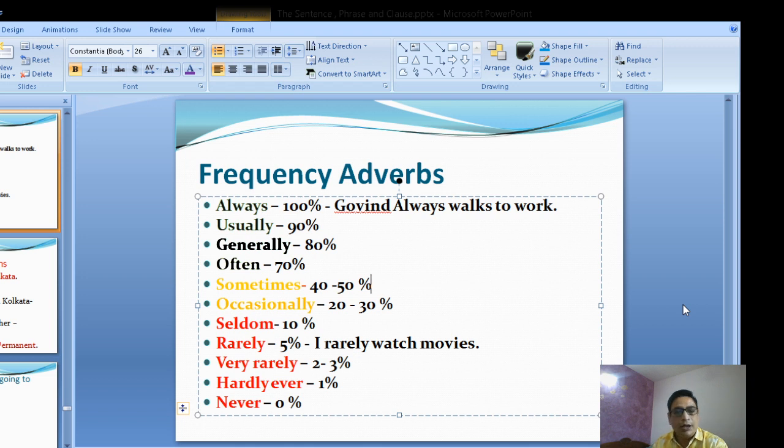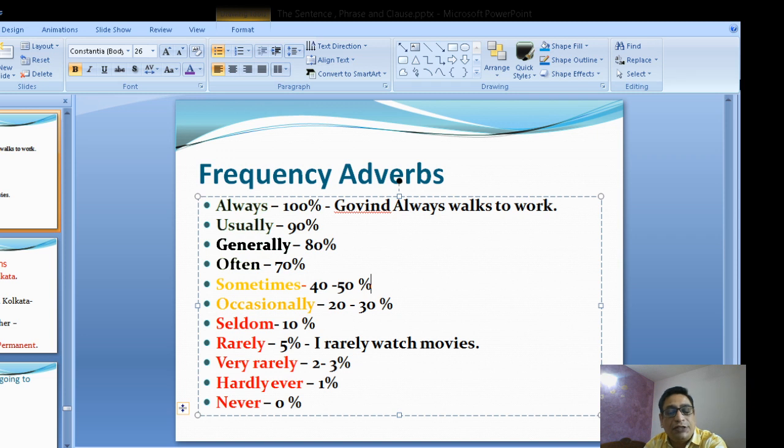Then the next one is usually. So usually means 90% of times. So 90% of times Govind usually walks to work. So it means once in a while he may travel in some other vehicle. So usually is 90%. Generally 80%. 20% of the times he is doing something else. Govind generally walks to work. So that is generally, which means 80%.